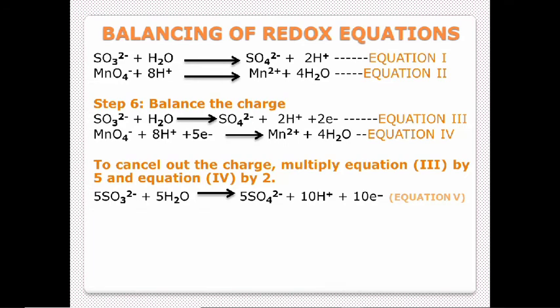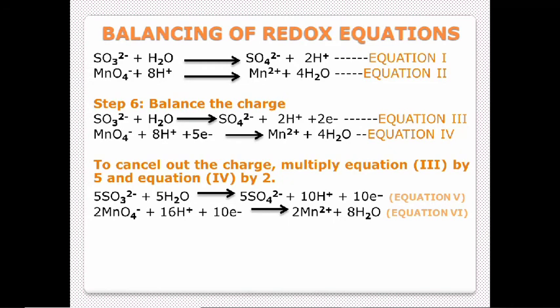And the same applies to equation 4. We need to multiply each of the terms, each of the reactants and each of the products, by 2. And here we now have this. Okay. So the next stage, we now have our equation 5 and equation 6.